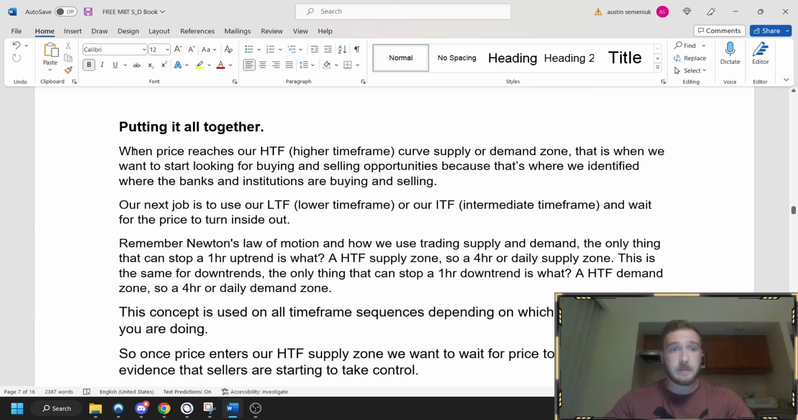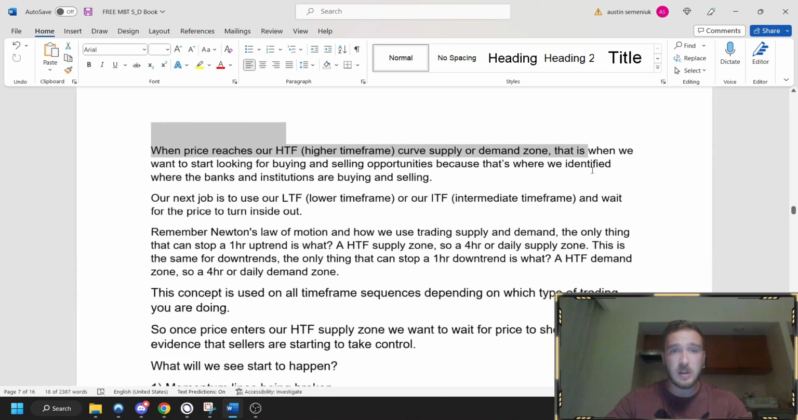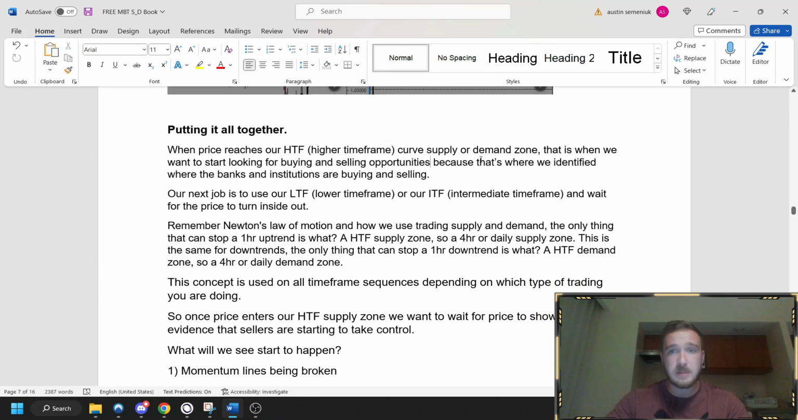So putting it all together, let's get into this top-down analysis. When price reaches our higher time frame, right, our curve, supply or demand zone, that is when we want to start looking for buying or selling opportunities, because this is where we identified the banks and institutions are buying and selling, right? We talked about that. We start with our higher time frame. Why? Because we need to understand where the big money is buying and selling.